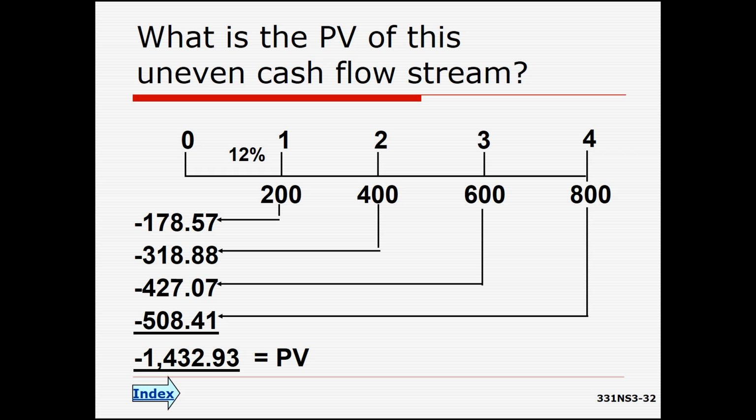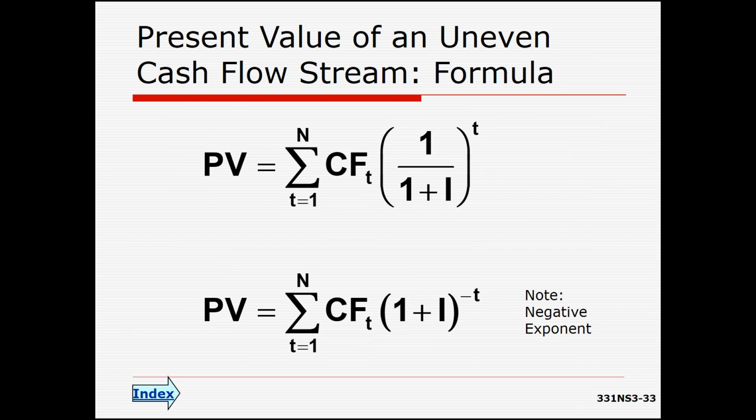Taking the most fundamental approach, each cash flow is discounted back to time 0 and summed. This can be done either using the formula 400 divided by 1.12 squared is equal to 318.88, or using the TVM keys. N is 2, IY is 12, payment is 0, future value is 400, compute present value. To find the present value of an uneven cash flow stream, you basically just discount each cash flow appropriately and sum the values. Note that the PV formula can be presented in 2 ways, with division and with multiplication involving a negative exponent.